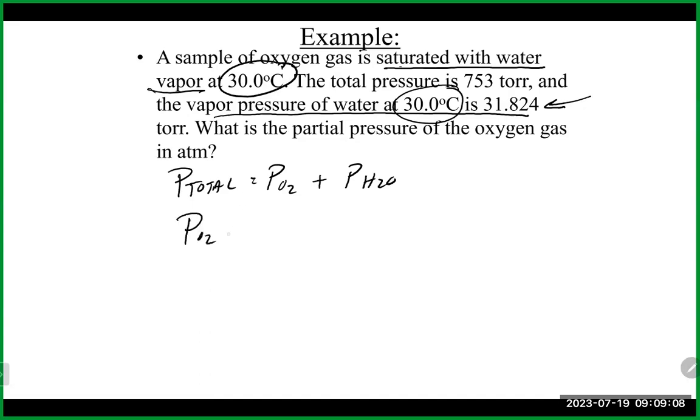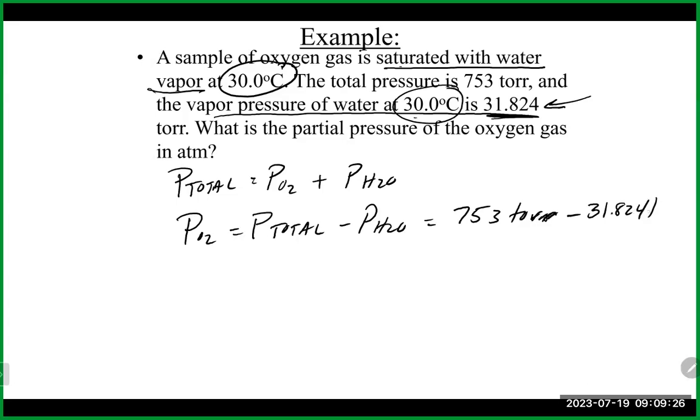So the pressure of oxygen gas really just boils down to a subtraction. We would take 753 torr, which is our total pressure, and take our table value for the vapor pressure of water at 30 degrees, and subtract them. In this case, we end up with 753 minus 31.824, which gives us about 721 torr.